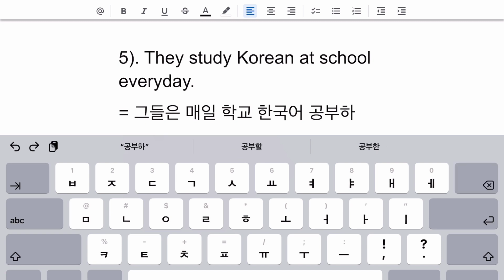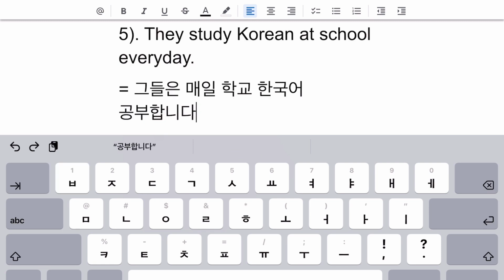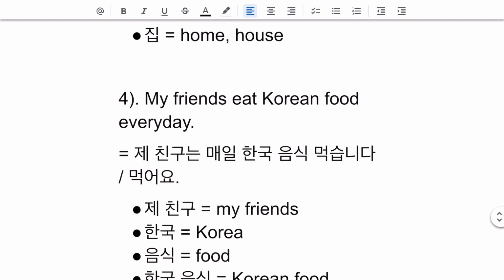And then from here we take off the da for the formal ending. If it ends with a vowel, we need 공부합니다. And then it has a special ending for casual, so it just becomes 해요. 그들은 매일 학교 한국어 공부합니다. 공부해요. Okay, any questions? Did that feel hard?